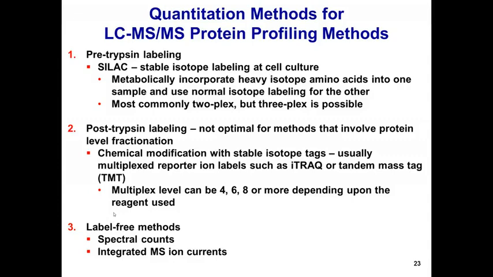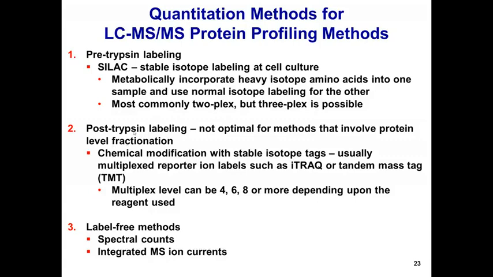Now, to go into greater depth in terms of the quantitation methods, we can divide these into three different categories. First, quantitation where the label is introduced pre-trypsin digestion, which is SILAC. SILAC stands for stable isotope labeling in cell culture. We're metabolically labeling one of multiple samples to be compared with heavy isotopic amino acids and using normal isotope labeling for the other sample. It's most commonly done in a 2-plex, but a 3-plex is possible.